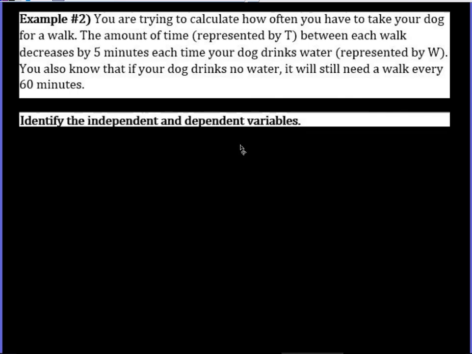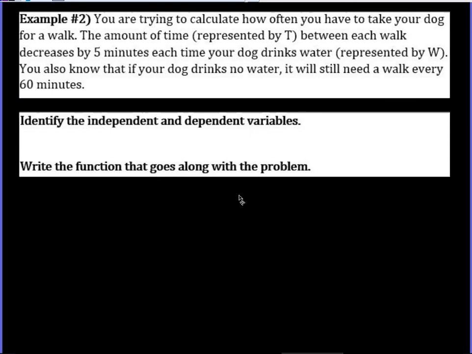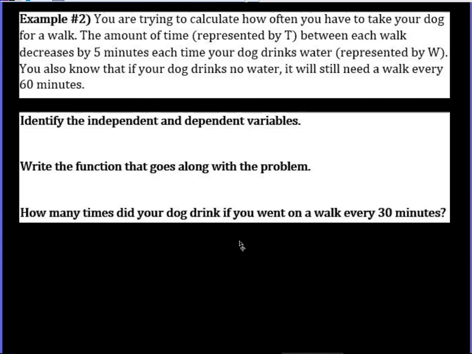Then it says identify the independent and dependent variables, write a function that goes along with the problem, and then finally, how many times did your dog drink if you went on a walk every 30 minutes?